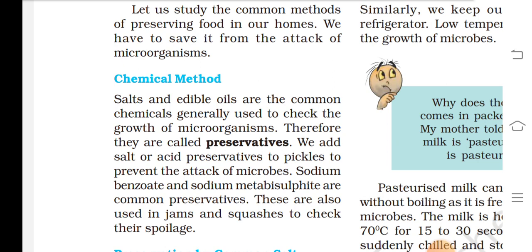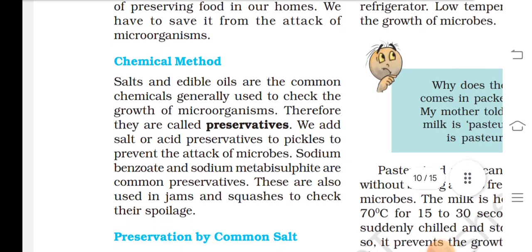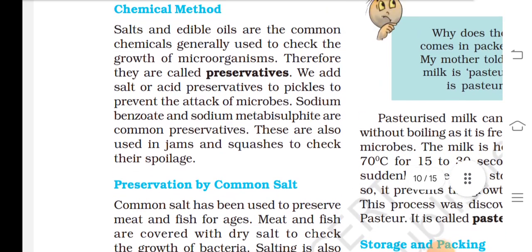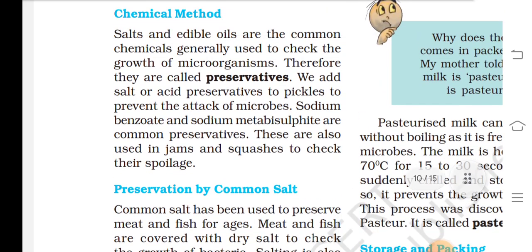We have to save it from the attack of microorganisms. Chemical method: salt and edible oils are the common chemicals generally used to check the growth of microorganisms. Therefore, they are called preservatives.